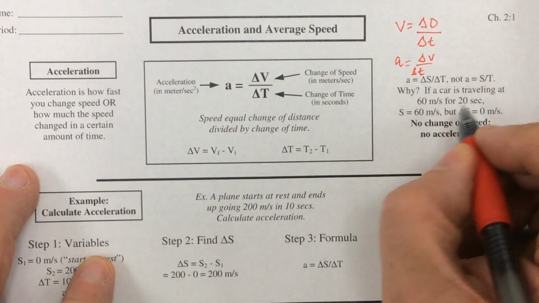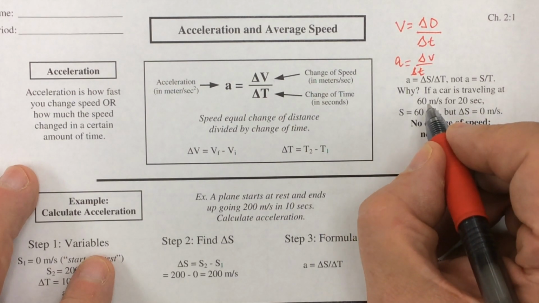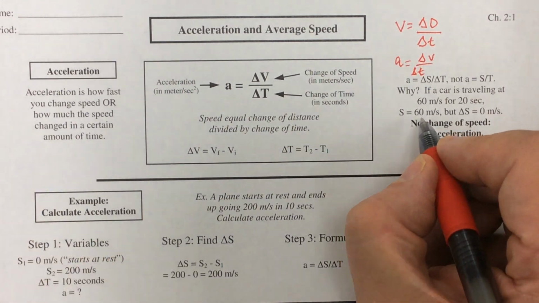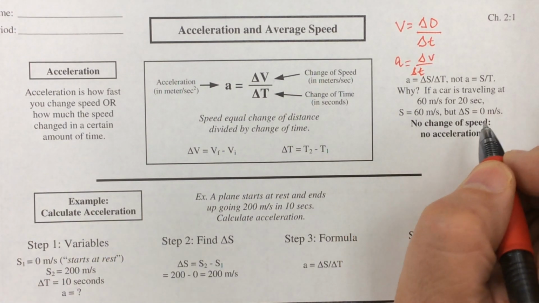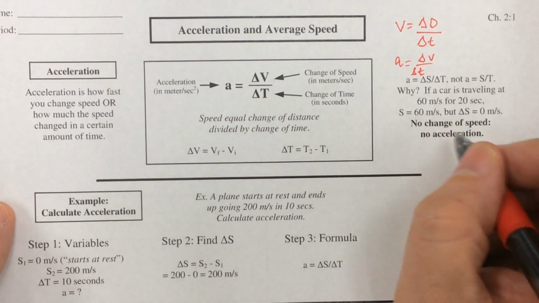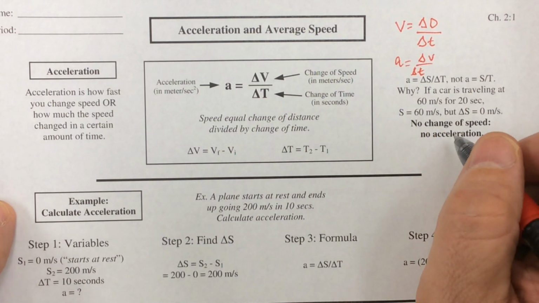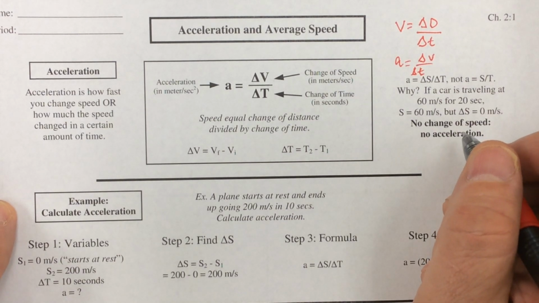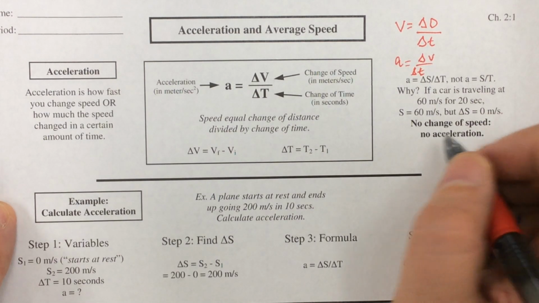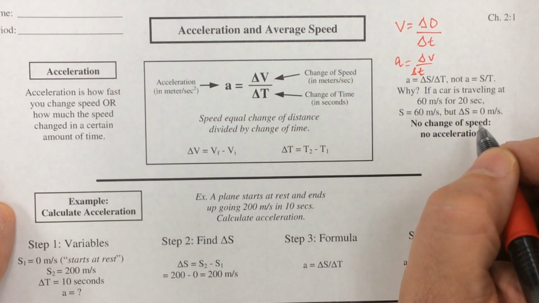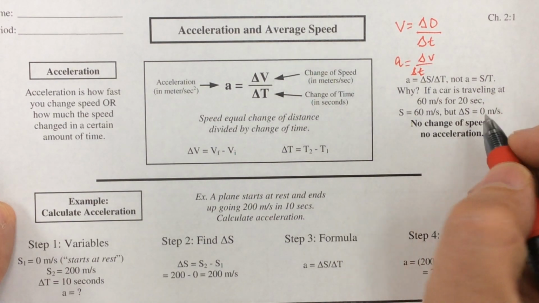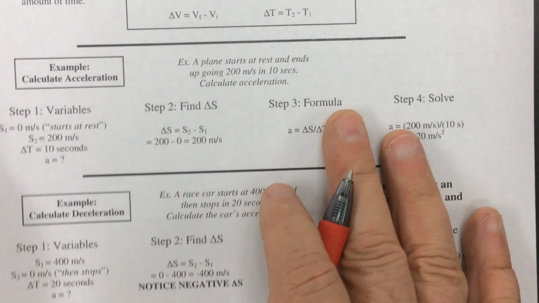Their example: if a car is traveling 60 meters per second for 20 seconds, the speed is 60, but the change in speed is 0 because it never changed. So in order to accelerate, you have to change your speed, or in the case of velocity, you have to change your direction. Either way, you're going to accelerate. If you don't change your speed or your direction, you'll have no change in velocity, and so it will not accelerate. So let's look at a couple of examples.